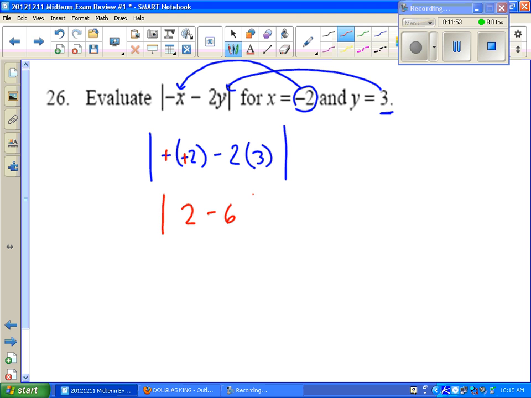We still haven't gotten rid of our absolute value bars. 2 minus 6, opposite signs again. One's positive, one's negative. Subtract them. 6 minus 2 is 4. And 6 is farther from 0. Its sign is negative, so it'll be a negative 4. But again, it's still an absolute value symbol. How far is it from 0? It is 4 away from 0. So your simplified answer is 4.